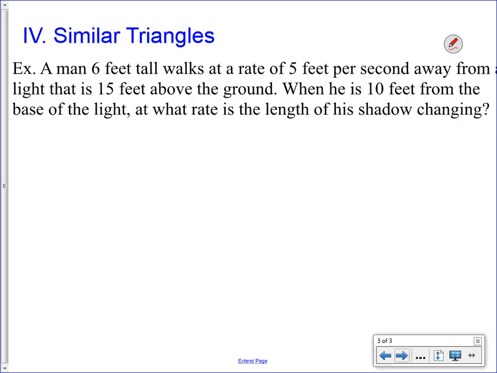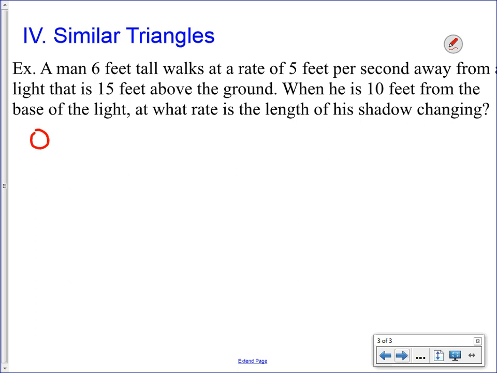Okay, then our last category I'm calling similar triangles because we can represent this scenario with similar triangles. And I like to call this the classic shadow problem. A man 6 feet tall walks at a rate of 5 feet per second away from a light that is 15 feet above the ground. When he is 10 feet from the base of the light, at what rate is the length of his shadow changing? Okay, so let's see if we can draw a picture.